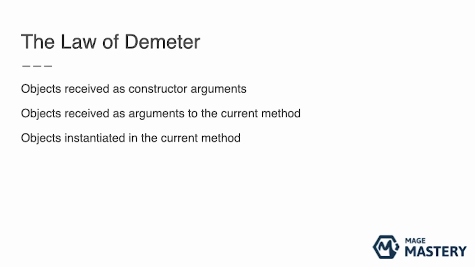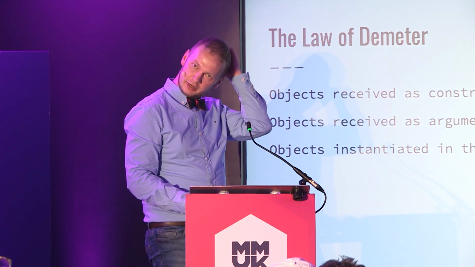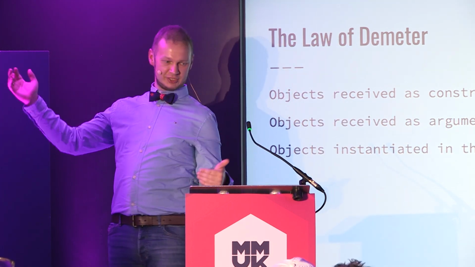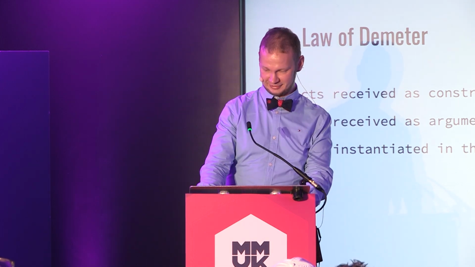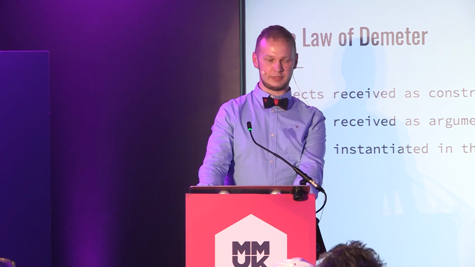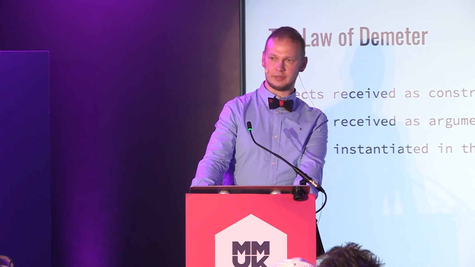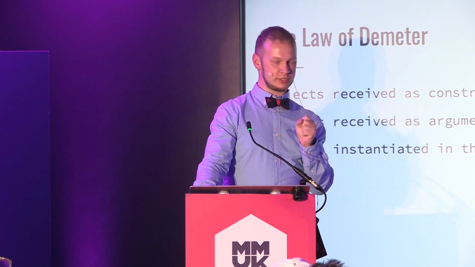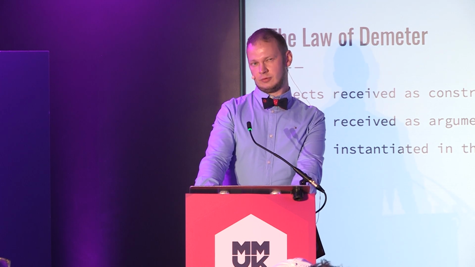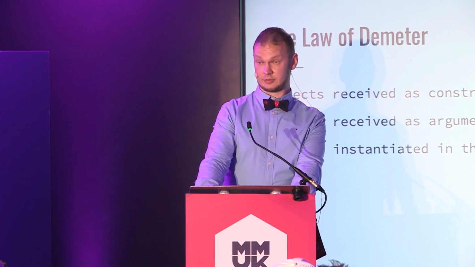The Law of Demeter is a principle that suggests talking to friends only. If you remember in the Magento 1 era, you would have chains like getModel, getProduct, getPriceModel, and so on. This chain of dependencies is not recommended, even when you think about mocking all these dependencies while following test-driven development. So only use get-something calls on objects that you receive from constructor arguments, from arguments of the current method, or if you instantiate these objects in the method you have.